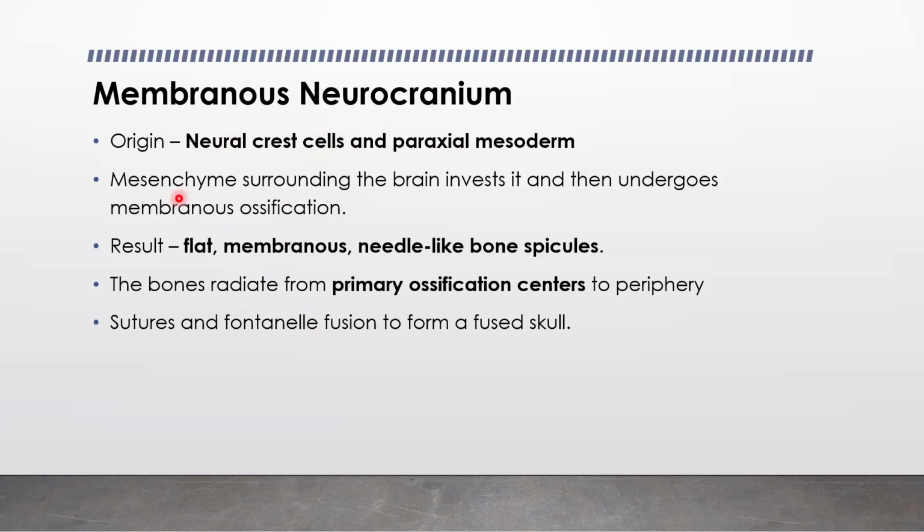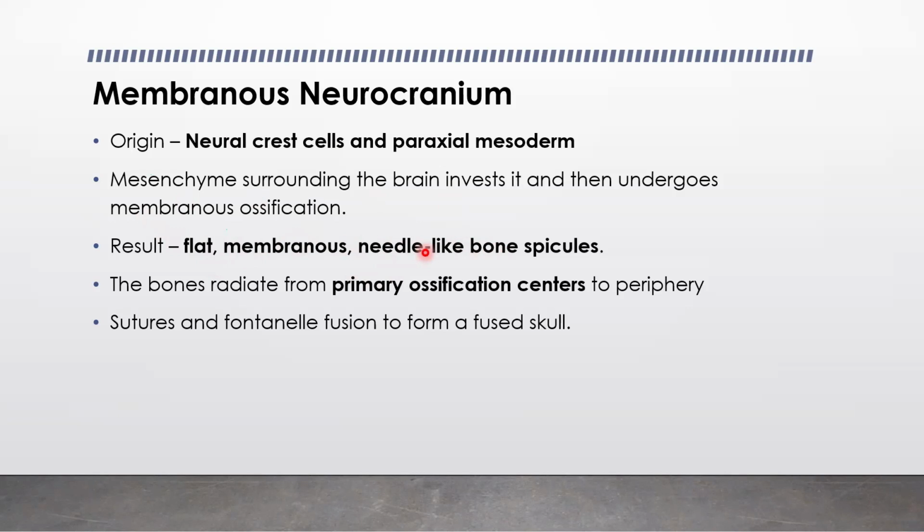So the mesenchyme surrounding the brain invests it, and then it will undergo membranous ossification. The result of this is the presence of flat, membranous, and needle-like bone spicules. These needle-like bone spicules will now move towards the periphery. As we'll see in the next slide, in an image, these flat membranous needle-like spicules will become the primary ossification centers.